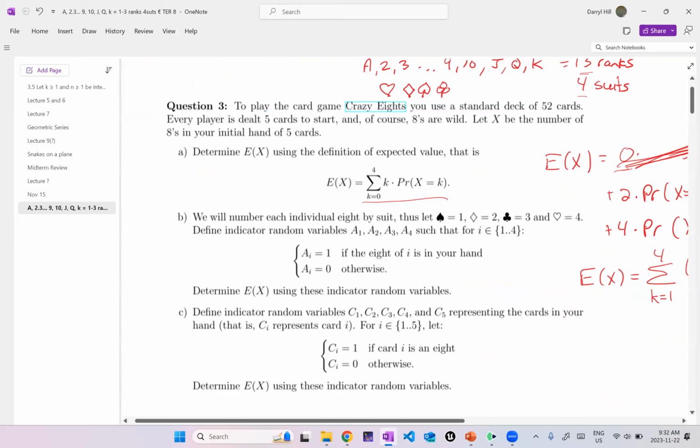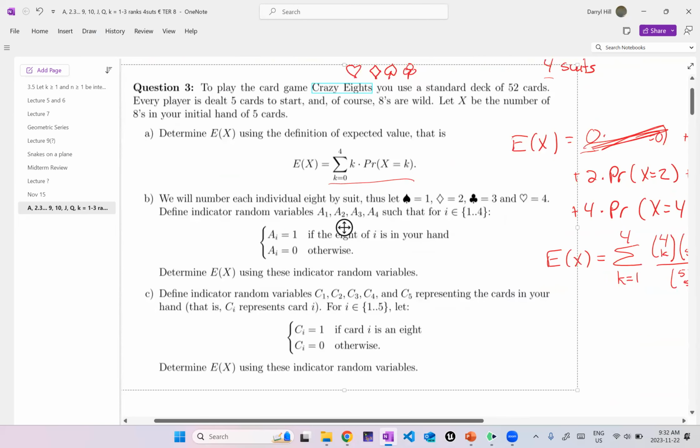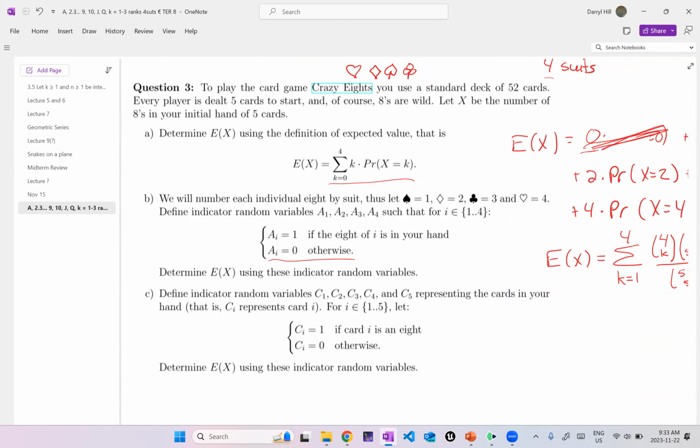So the next thing I'm going to do is define indicator random variables. We're going to number each individual 8 by suit, right? So spades will be 1, diamonds will be 2, clubs will be 3, hearts will be 4, and then I'll define these indicator random variables. A_i is that the 8 of whatever that suit is in your hand. So A_i is equal to 1 if that 8 is in your hand and 0 otherwise. So basically, I have indicator random variables for each 8.